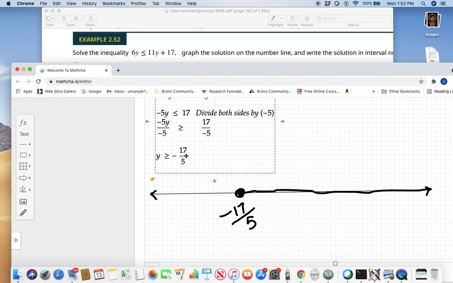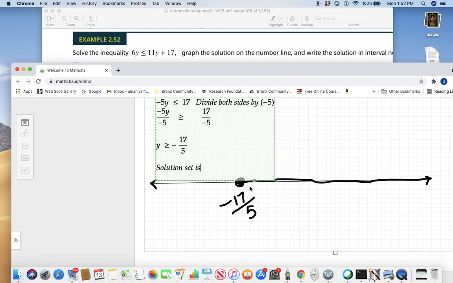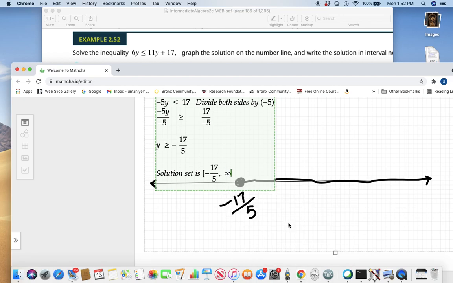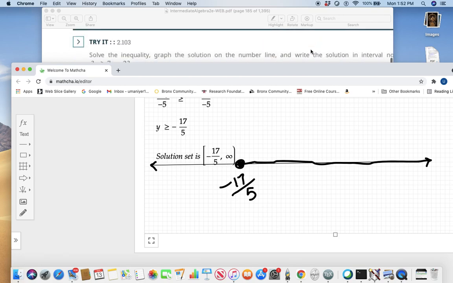Okay, so the solution set. Always for your set, start with the left hand point. It's negative 17 over 5 and the right hand point is not a point, it's infinity. Infinity is always open, closed in point is in bracket. That's it. Okay, so let's do a few similar problems.